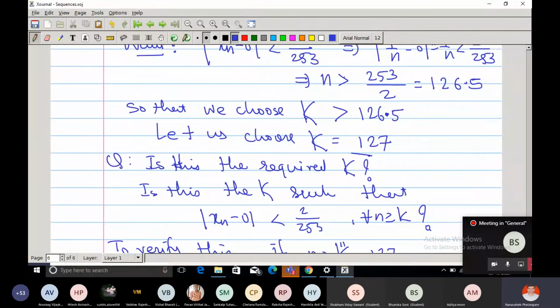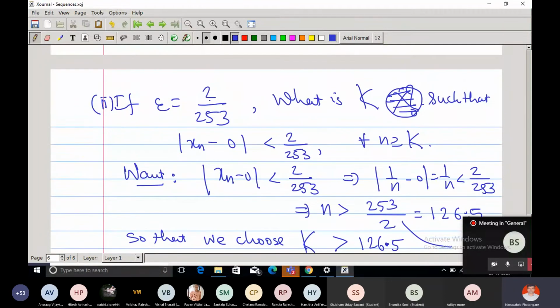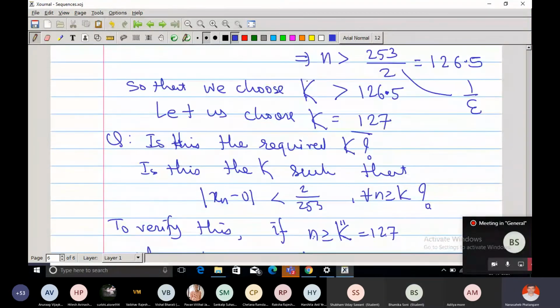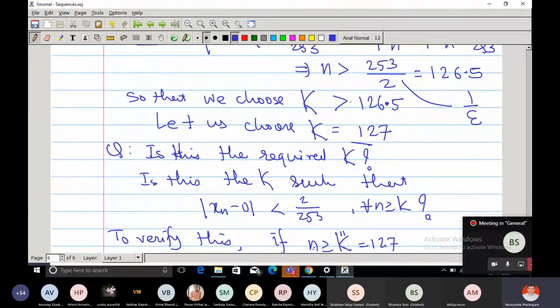I decided that n should be greater than 253 upon 2, that is 126.5, and then I realized that my k should be greater than this 253 upon 2. What is 253 upon 2? Is it 1 by epsilon? Because my epsilon was 2 upon 253, and therefore I realized that my n should be greater than 1 by epsilon. So therefore your k depends on epsilon.